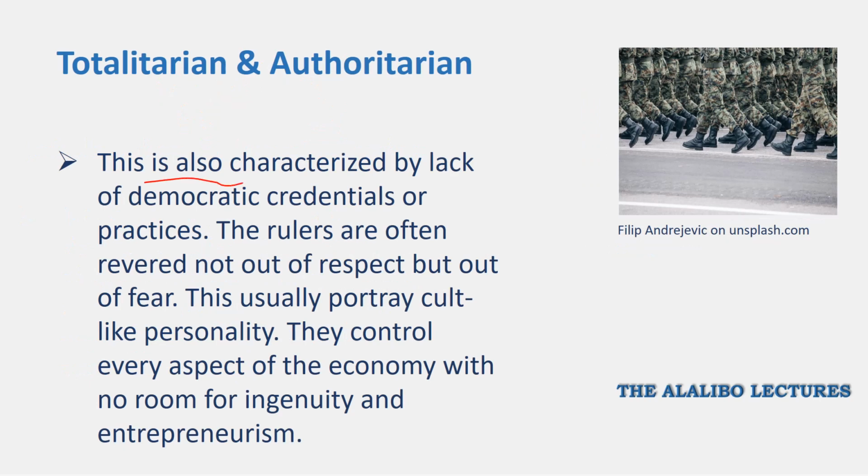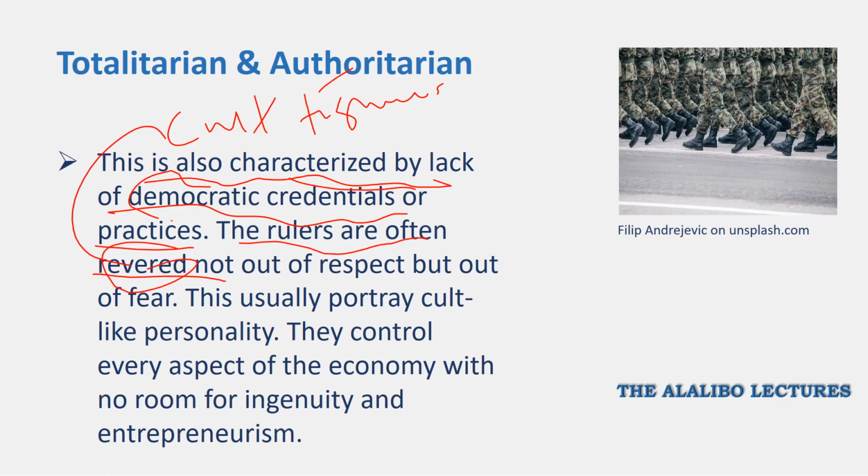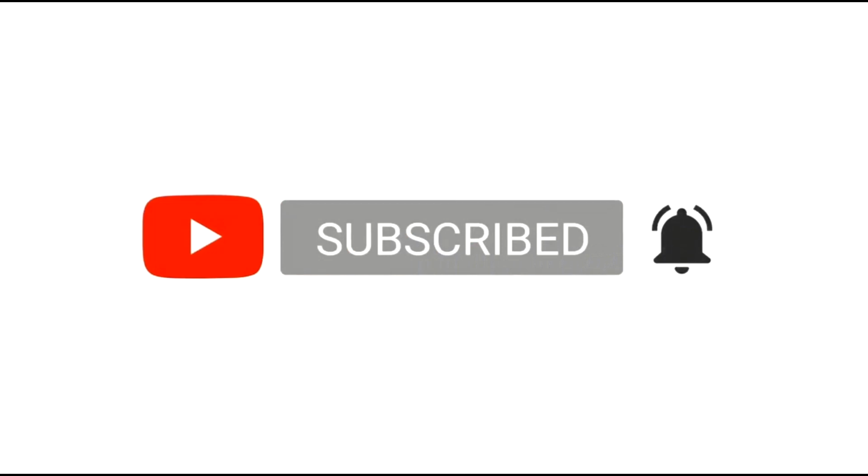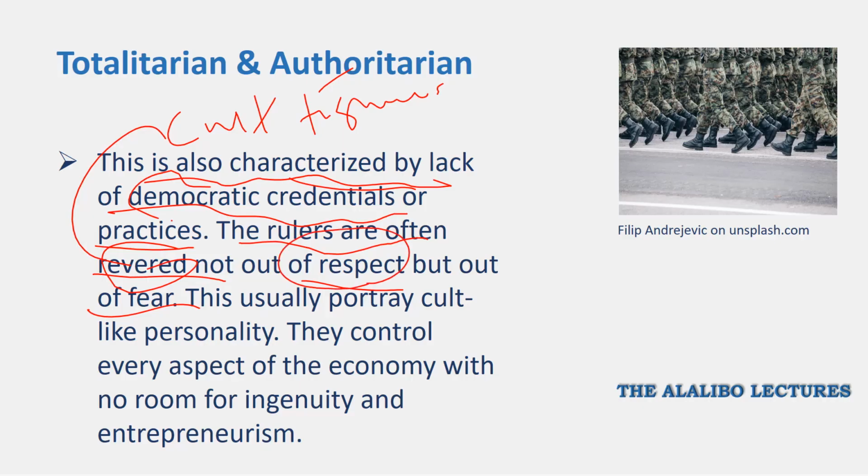So it says here, this is also characterized by lack of democratic credentials or practices, right? As we've already suggested, the rulers are often revered figures, revered not out of respect, but out of fear. This is also very important. They're revered not because they've done so much for the country, not because their citizens love them, not because they've earned the respect, but because of fear. The citizens, out of fear, respect them. That way they are not hurt, their families are not hurt. That way they can continue to go about their livelihood and so forth.